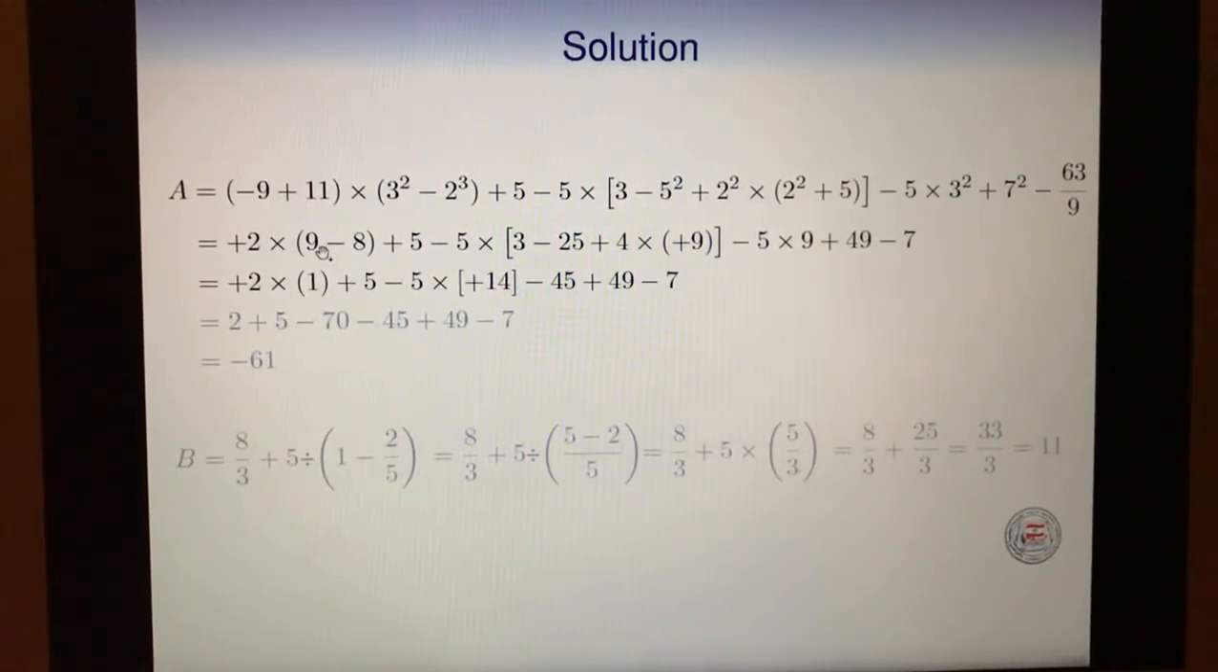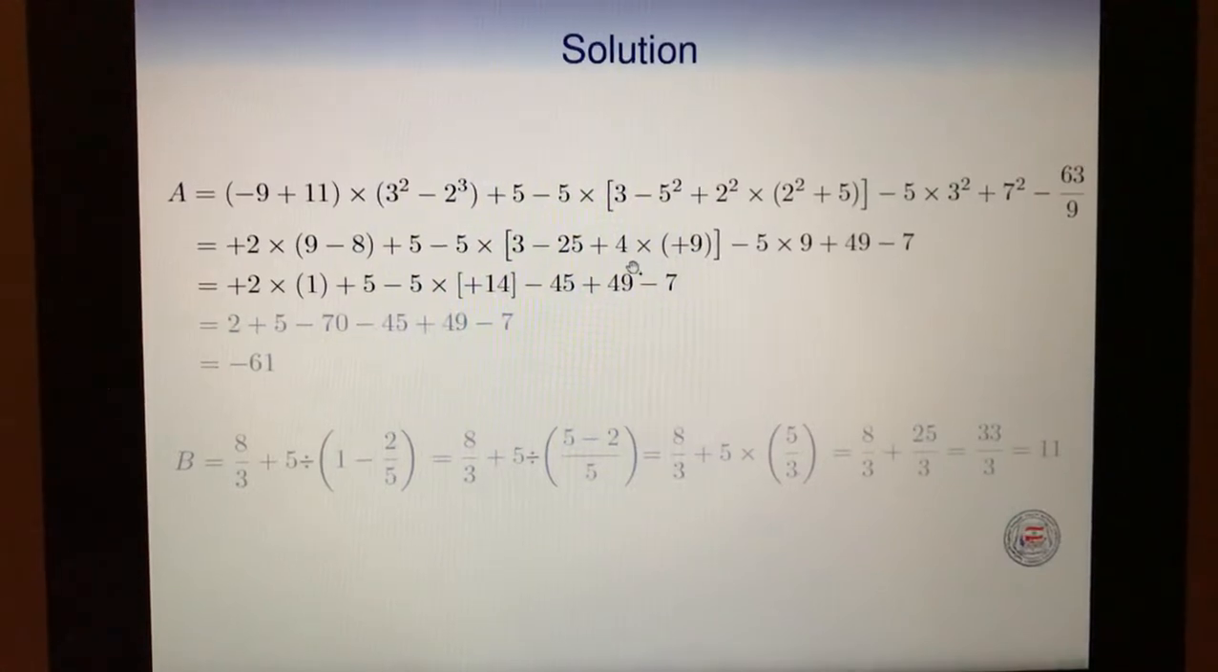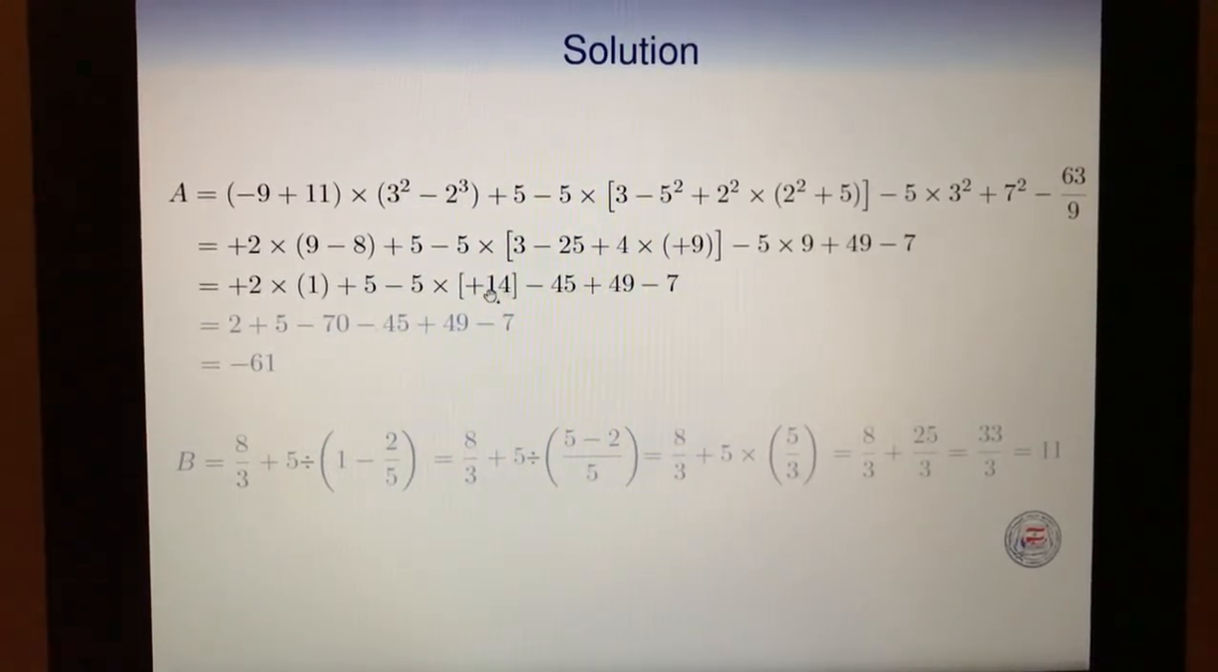to solve also inside the parentheses. So 9 minus 8 is 1. Here inside this big bracket 3 minus 25 plus 4 times plus 9. We need to do first the multiplication. So plus 4 times plus 9 is plus 36. Then we have 3 minus 25 plus 36, which is equal to plus 49.